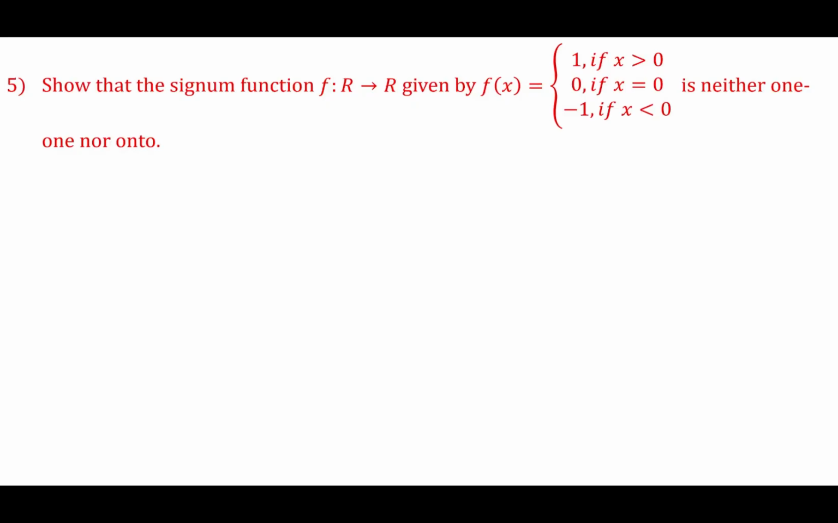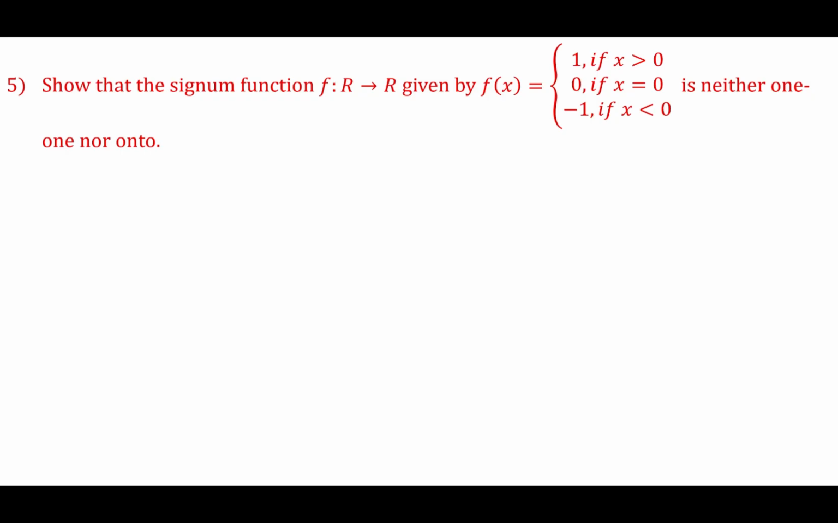Question 5. Show that the signum function f from R to R given by f of x is equal to 1 if x is greater than 0, it is equal to 0 if x is 0, and it is equal to negative 1 if x is less than 0, is neither one-one nor onto.